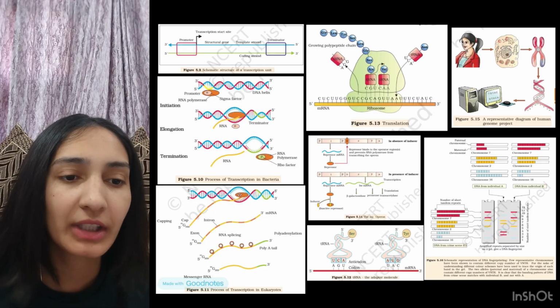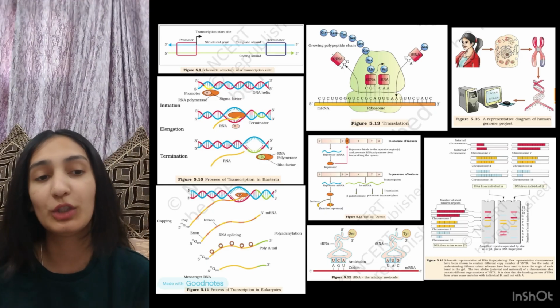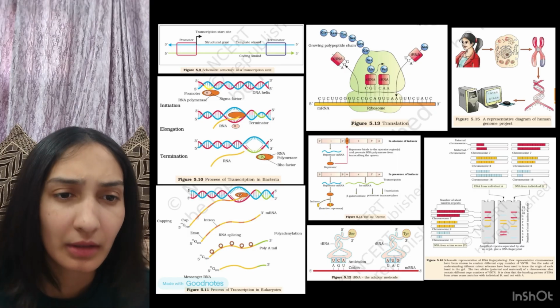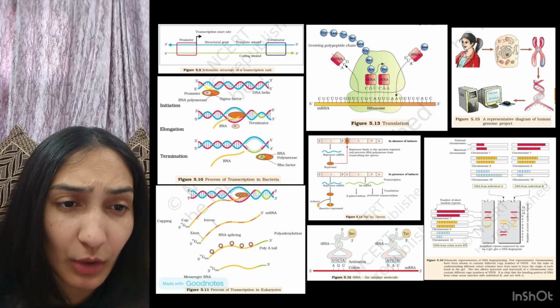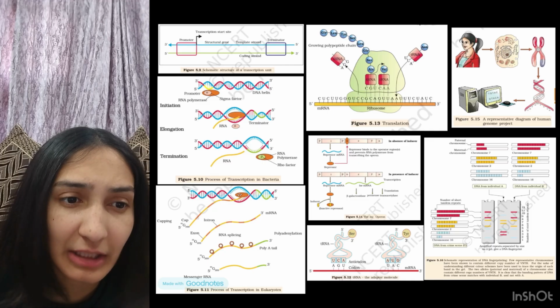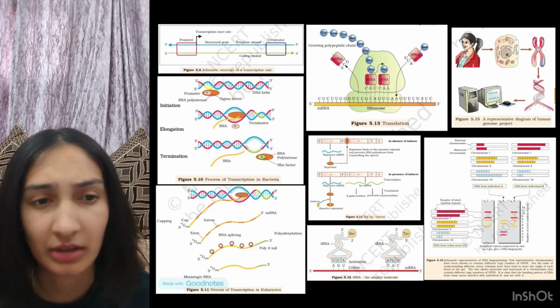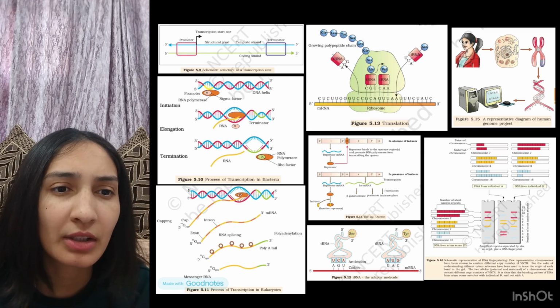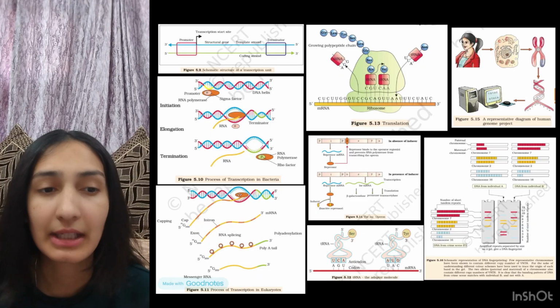Then we have figure 5.11, which shows the process of transcription in eukaryotes, where you can see we have capping, then we have a cap that comes in, then we have the exon, intron, and we have the RNA splicing, we have polyadenylation, and then in figure 5.13 we have translation, which is happening inside the ribosome.